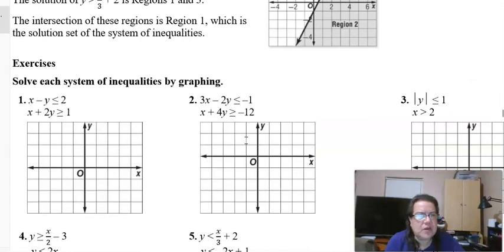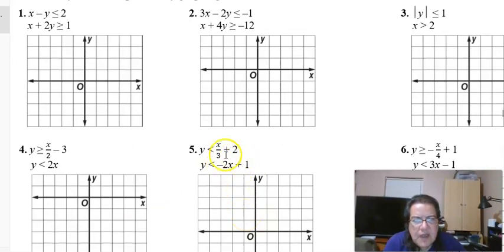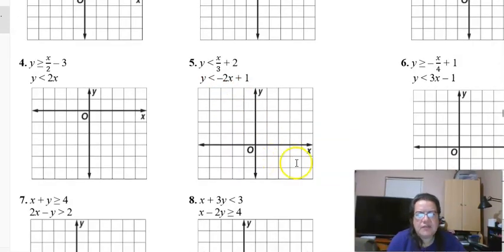Maybe I'll just do one real quick, just to kind of get you started. So let me go ahead and just do question number 1. So, well, you know what? Let's do question 5, since it has fractions. I know a lot of you don't like fractions for some reason. All right, so if I'm going to do question number 5, it's already in slope-intercept form, which is what I wanted. And so let me go ahead and start graphing.